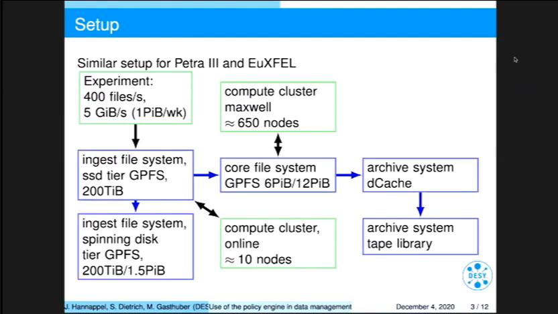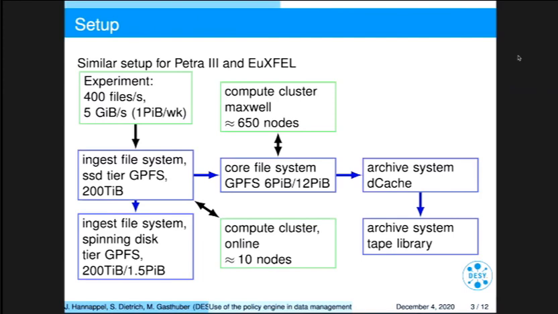So for the setup of our data operation, this looks basically similar for the Petra 3 accelerator and the European XFEL. Data are generated at experiments, which can easily reach something like 400 files per second and 5 gigabytes per second, and can produce up to a petabyte per week, or in unlucky cases for the data management, even a petabyte in one weekend.